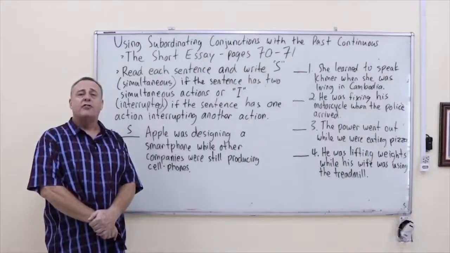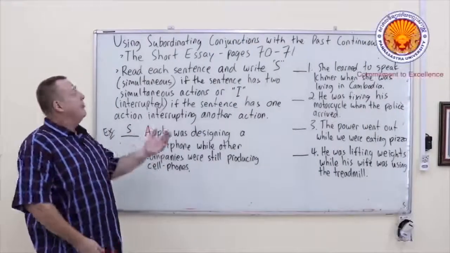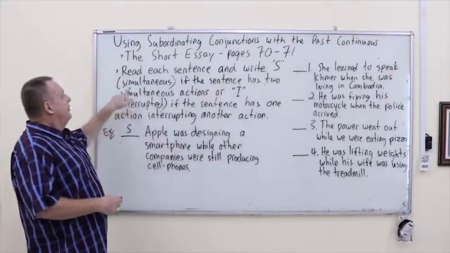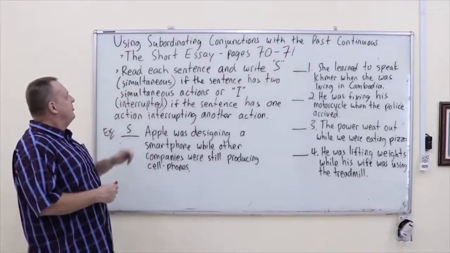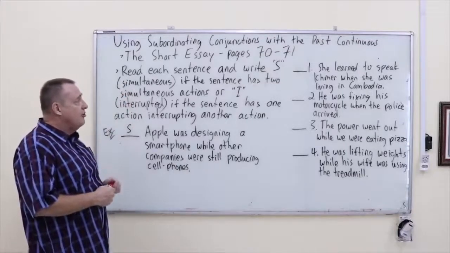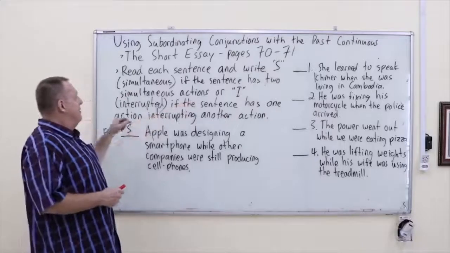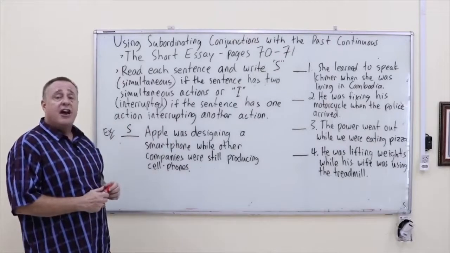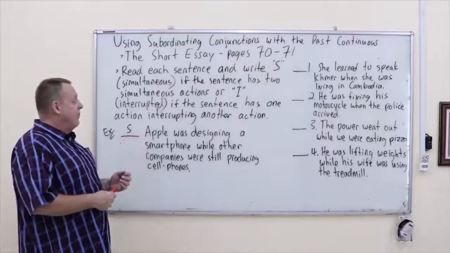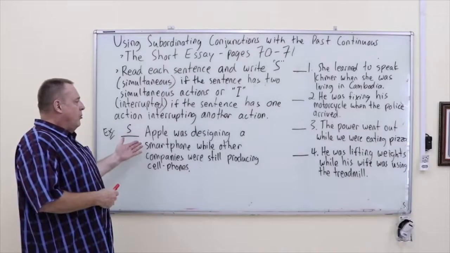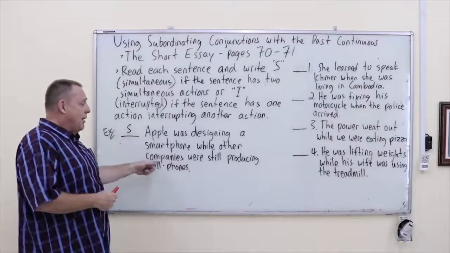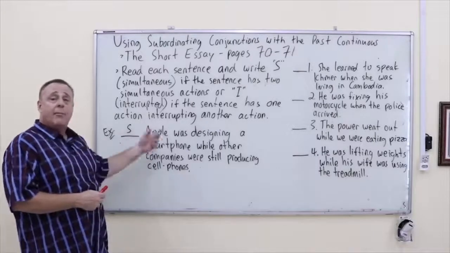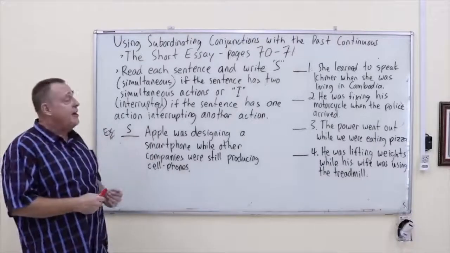Okay, let's do our first lesson now. So what we're going to do is you're going to read each sentence and write S for simultaneous if the sentence has two simultaneous actions, or I for interrupted if the sentence has one action interrupting another action. Let's look at the example. Apple was designing a smartphone while other companies were still producing cell phones. Okay, so these are two actions happening at the same time, so we're going to give it an S.